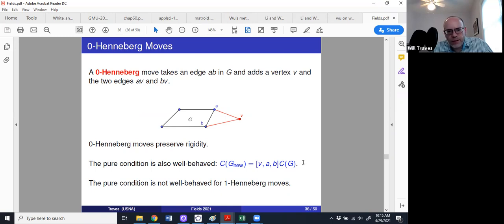And I thought for a little while that it should be easy to work on one Henneberg moves too. Like, how hard could it be? Turns out it's pretty hard, because if you could understand how pure conditions for one Henneberg moves work, then you would understand the full situation of rigidity, certainly in the plane and in other places too. So this is actually, I think, harder. We're not going to delve into that right now. It could be an interesting project.